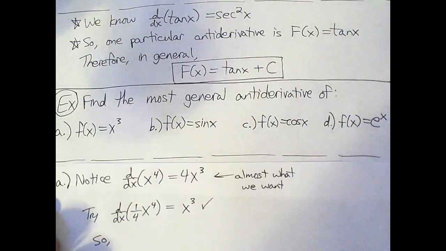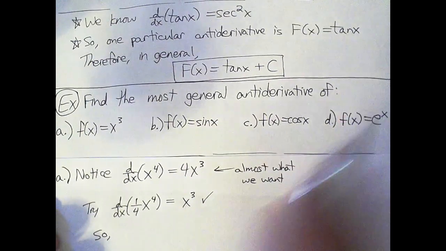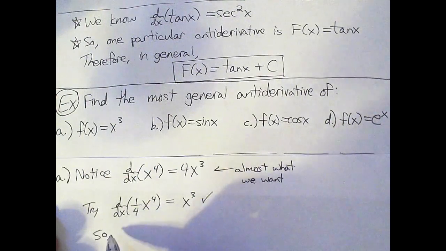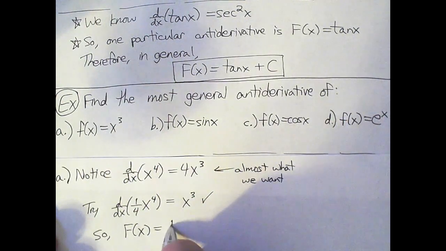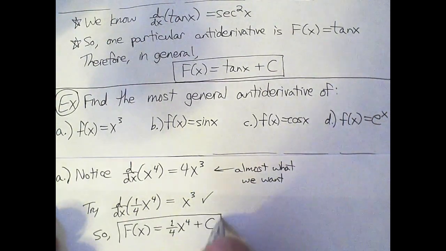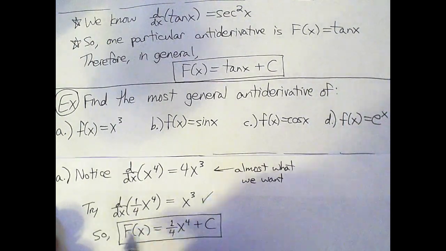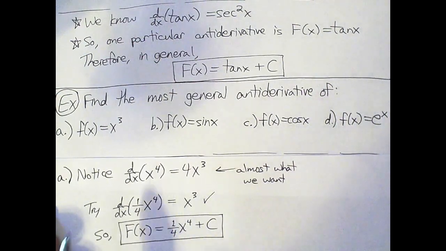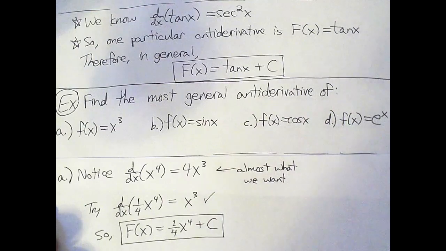So we just found a particular antiderivative. We found that 1/4 x to the 4th is an antiderivative. But the most general one would be capital F of x equals 1/4 x to the 4th plus c. And we need the plus c. That way the answer we're giving is the most general antiderivative, not just one antiderivative. This sort of summarizes all of the antiderivatives for this function.